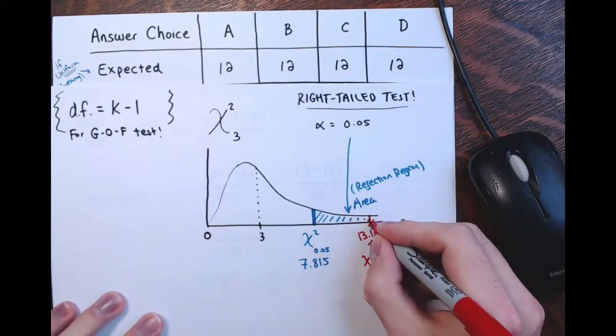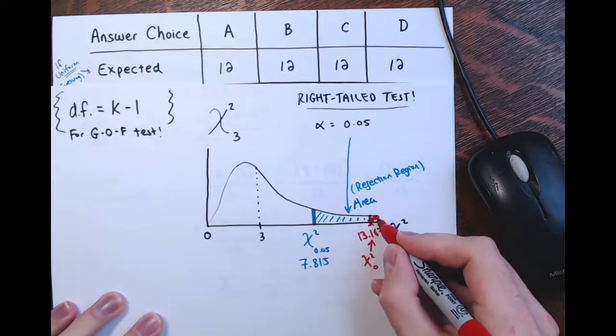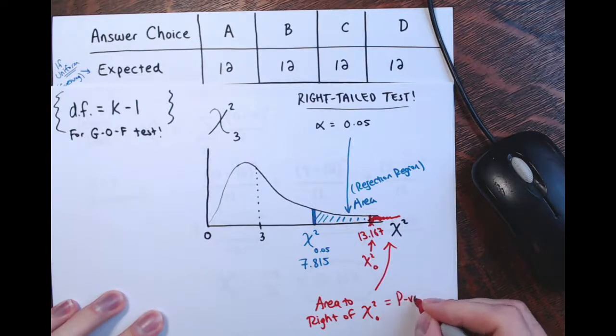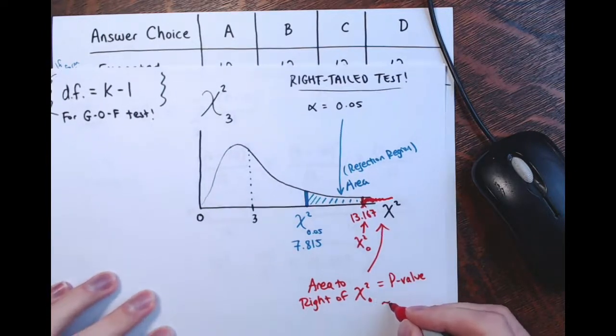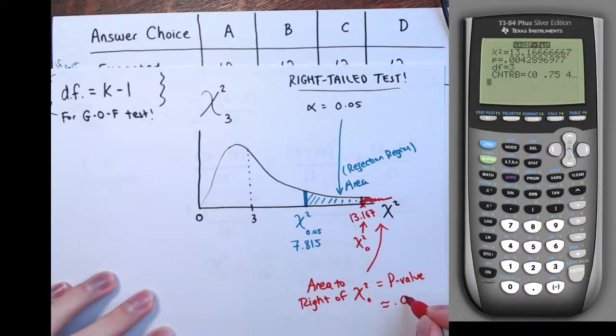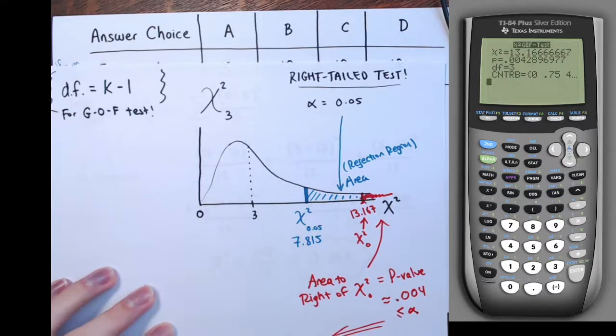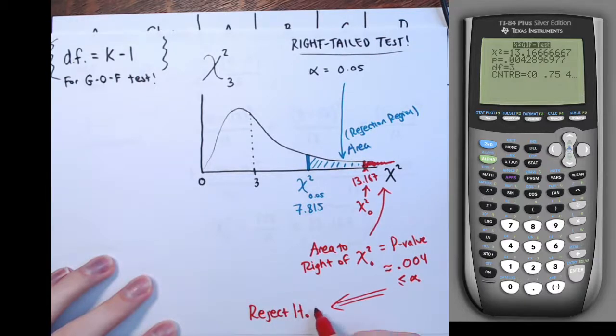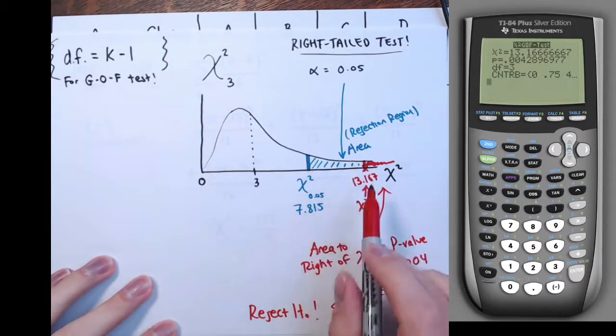If I was doing the p-value method, I'd find where my test statistic, 13.167, is, and then find the area to the right. Area to the right of the chi-squared test statistic, that would be the p-value. And they're telling us here the p-value is, pulling the calculator back up, 0.004. And this is definitely less than or equal to alpha. And if that's the case, remember, if the p-value is less than or equal to alpha, you reject the null hypothesis, which we said we would do anyway because the test statistic was in the rejection region.